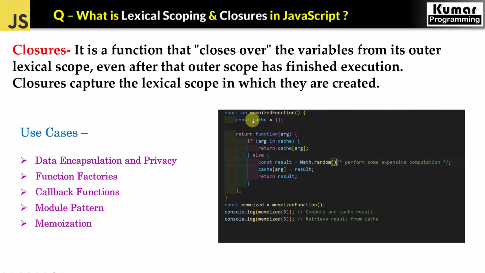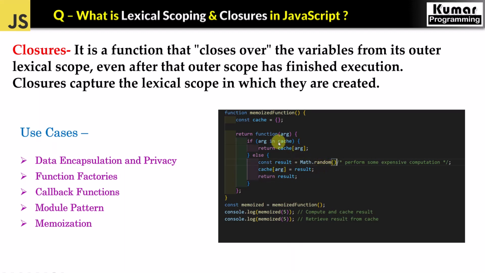So if you see here, I have created a memoized function, and inside this function, I have created a variable of type object as a cache, and then I'm returning a function from here, right? And inside this function, I'm checking if the passed parameter is in the cache or not. If it is in the cache, then it's going to return the value. And if this value is not in the cache, then it comes into the else part and does some expensive computation and then stores the result inside the cache, right?